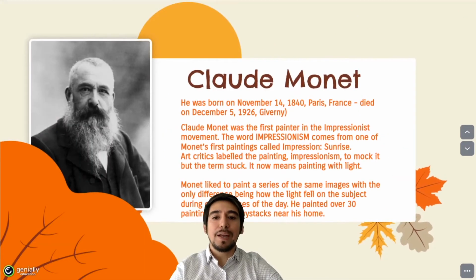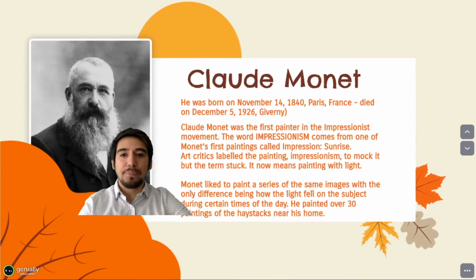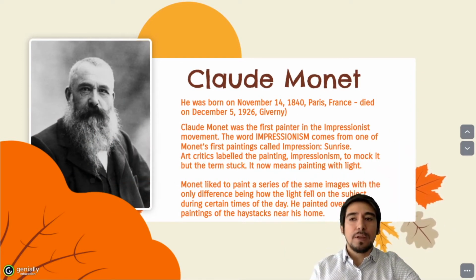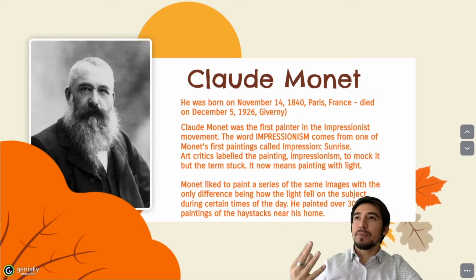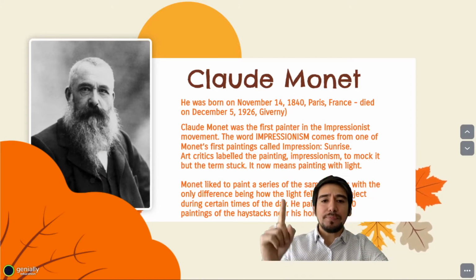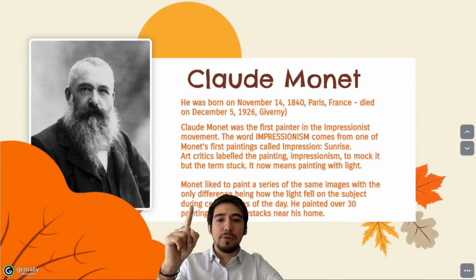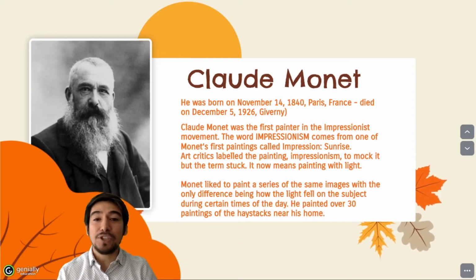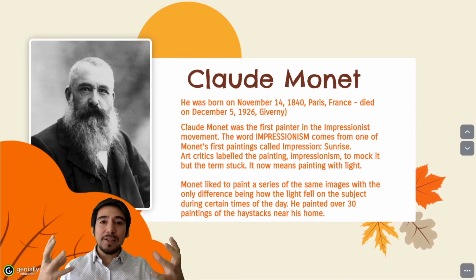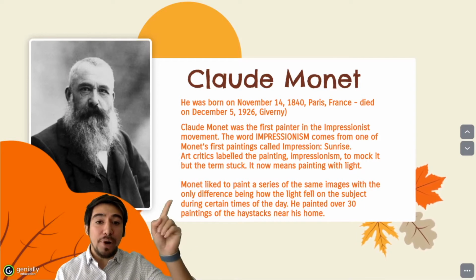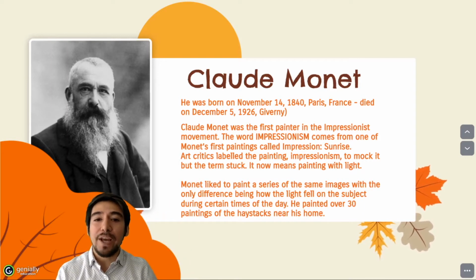Excellent. So let's move on. Let's talk a little bit more about Monet. So we know that he was born in November and all that. And he decided to do things the way he thought was best, right? So now I'm going to tell you about this. Let's read it. Claude Monet was the first painter in the Impressionist movement. He created Impressionism. The word Impressionism comes from one of Monet's first paintings called Impression, Sunrise.